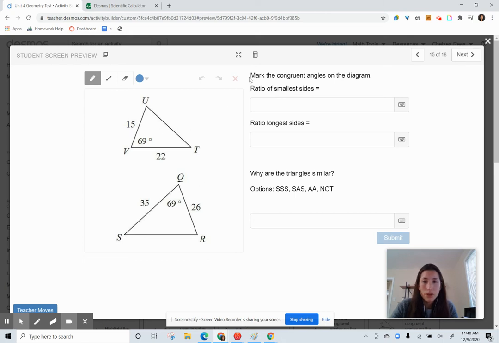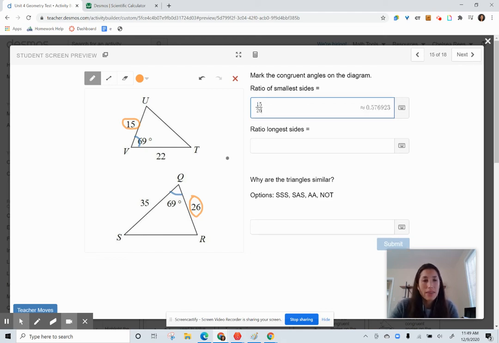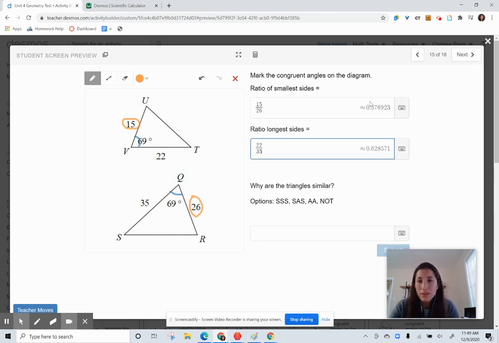Okay, here, mark the congruent angles in the diagram. Well, these both have 69 degrees in them, so we know those are equal. I marked them in my diagram. And then we can say smallest side would be 15, smallest side's 26. So 15 over 26. And then my 2 longest sides would be 22 and 35. And if you notice here, these decimals are not the same value. So even though we have 1 angle that's the same, we don't have proportional sides. So these are not similar.